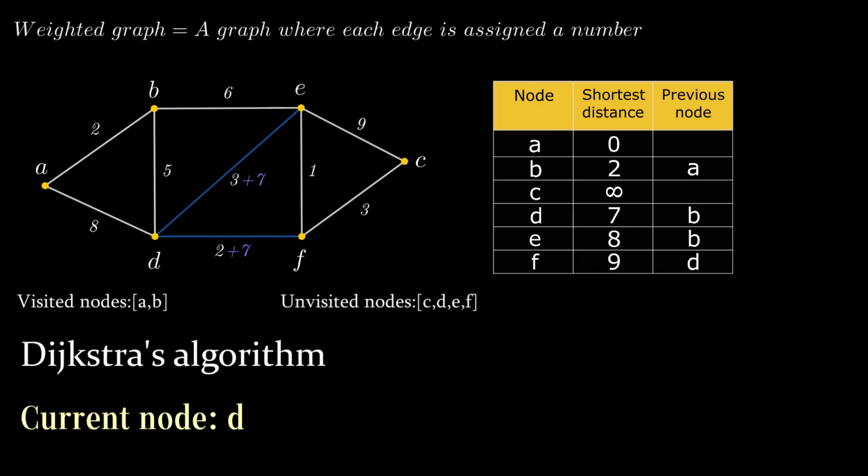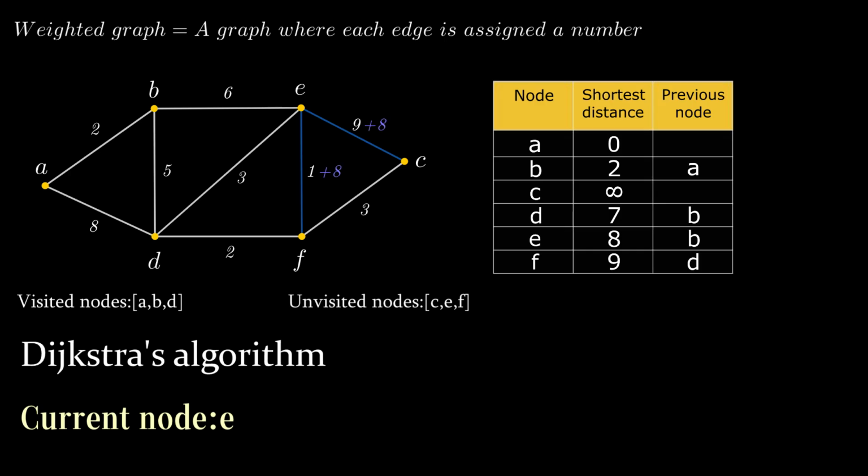Now we mark D as visited, and we choose a new current node from the unvisited nodes list with the current minimal distance, and this will be E. So we calculate the distance from E to C and E to F, and we add 8 to these distances, of course. Let's start with C. We now have a distance of 17 from A to C through E, and 17 is certainly less than infinity, last time I checked. So we update the table, set the shortest distance to 17 and the previous node to E. When we look at F, we have a distance of 9 from A through E, which is exactly the same value we have in our table, so we don't update anything.